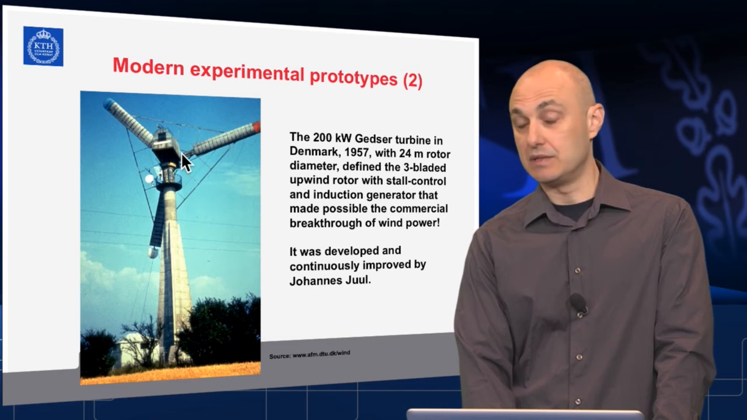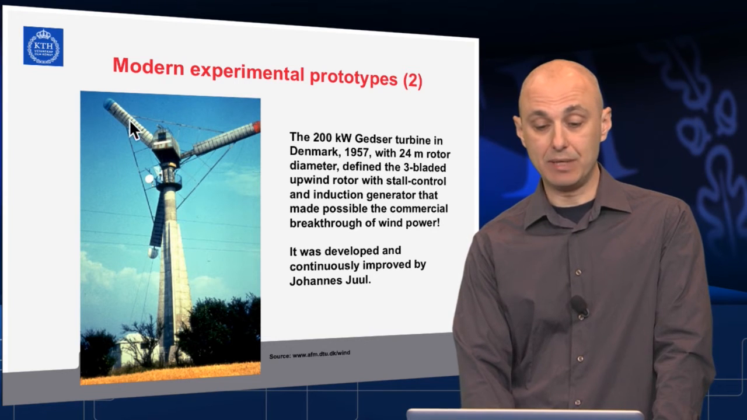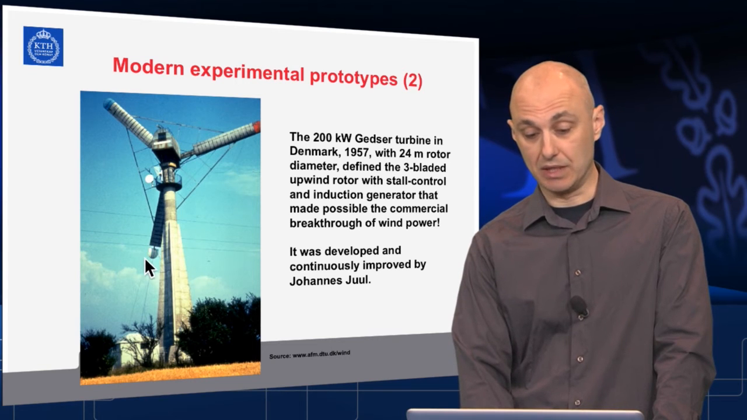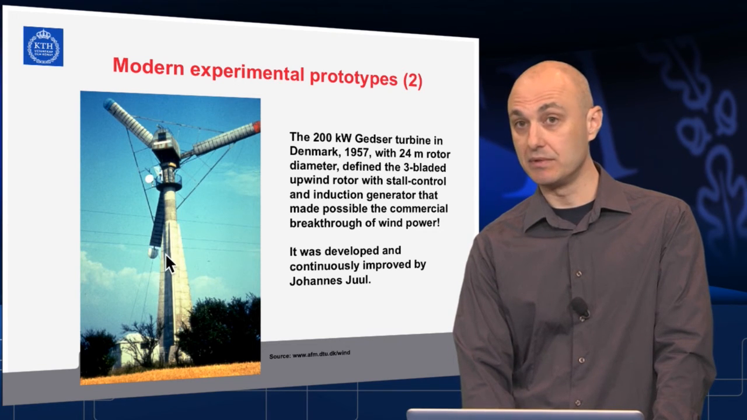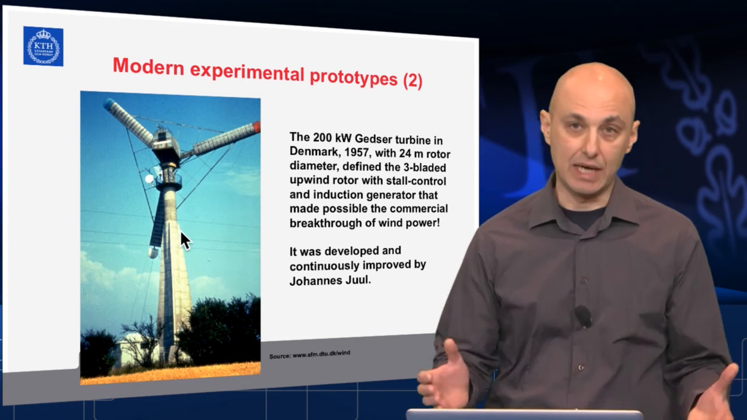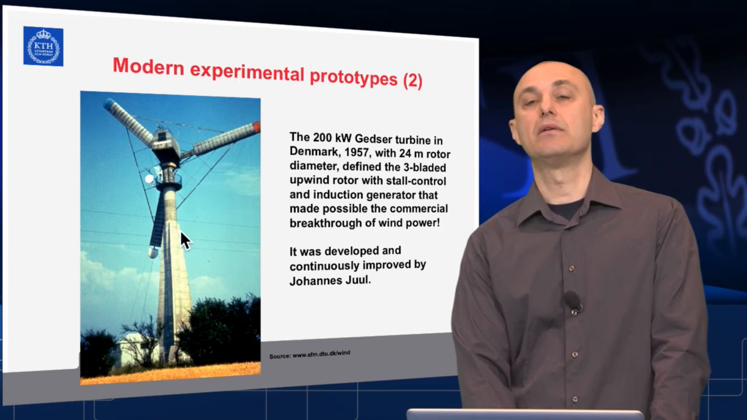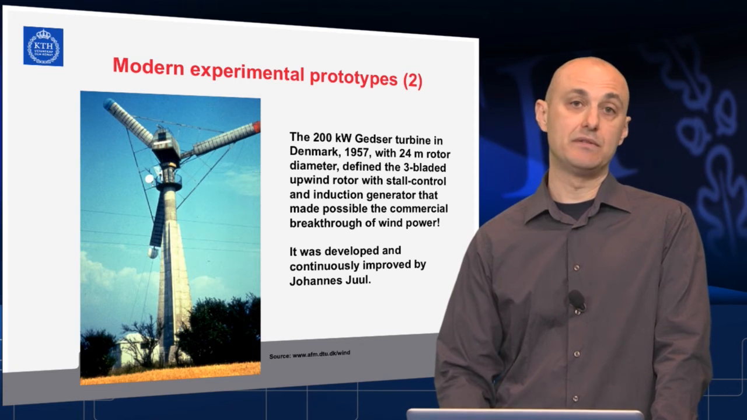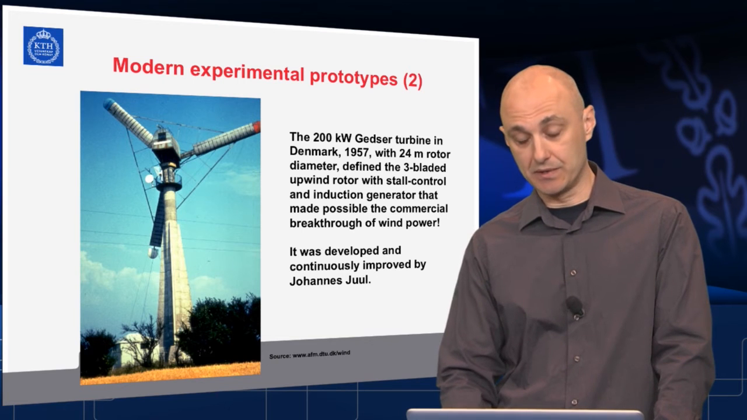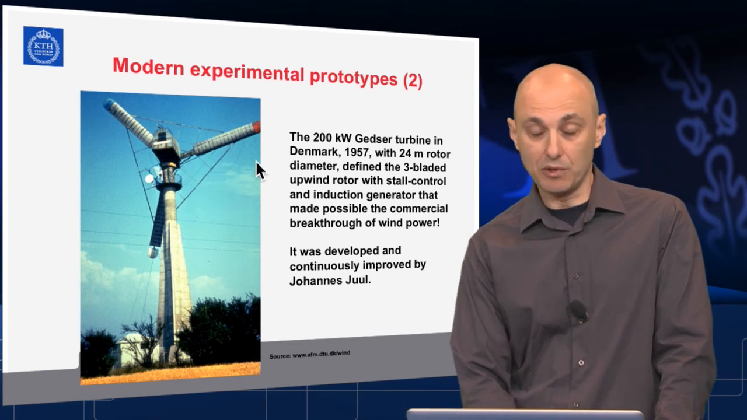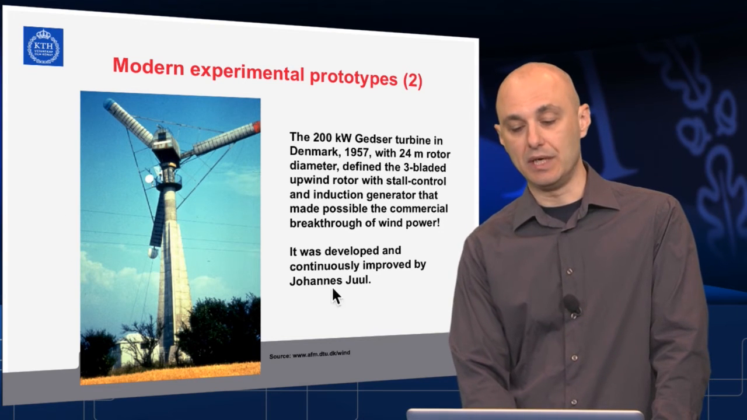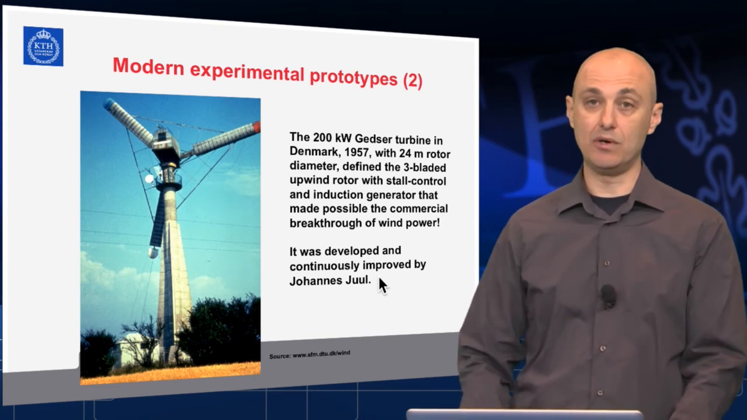But still, he was the first to define the three-bladed, upwind, stall-controlled design, and you see now the first flap tip for the aerodynamic brake, for the time, which actually lived long enough to be the first ever commercial turbine later on. It was the first possible commercial turbine, exactly this type of design. Johannes Juul worked with this turbine for a long time.